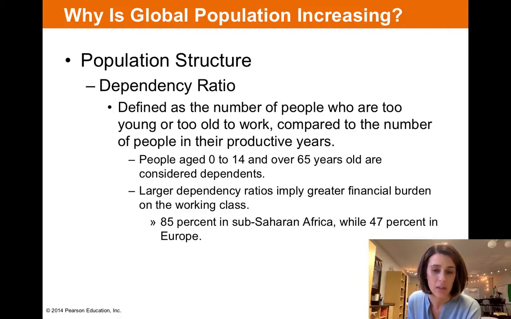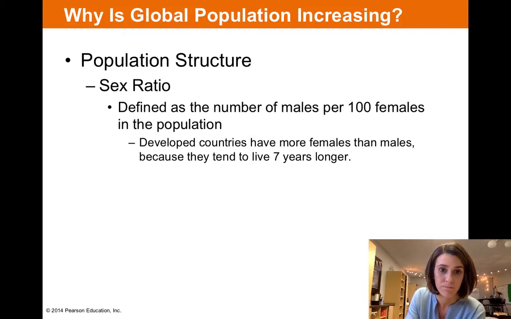Larger dependency ratios imply greater financial burden on the working class. In sub-Saharan Africa, we see dependency ratios of about 85%, while the dependency ratios in Europe are about 47%. So there are significantly more people who are dependent on the working class in sub-Saharan Africa than in Europe, and that really puts a stress and a strain on the working class because they need to pay enough taxes and pay enough into Social Security to guarantee a secure future.